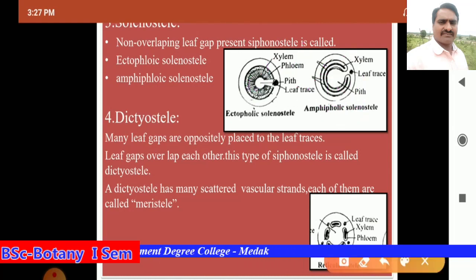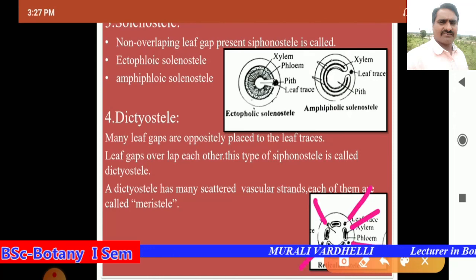Next one is dictyostele. Only one leaf gap is present in siphonostele, that is solenostele. Where many leaf gaps are oppositely placed to the leaf traces, the leaf gaps overlap each other. This type of siphonostele is called dictyostele. We can observe in this dictyostele, many leaf gaps are present. So a siphonostele with many leaf gaps is called dictyostele.